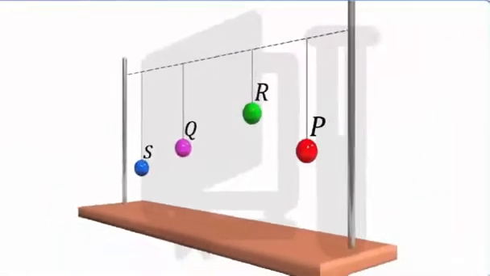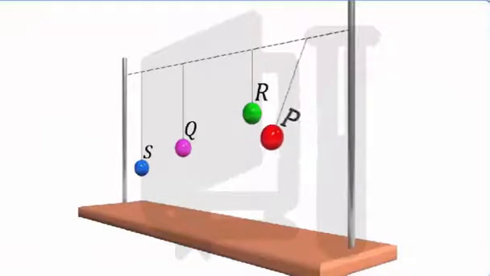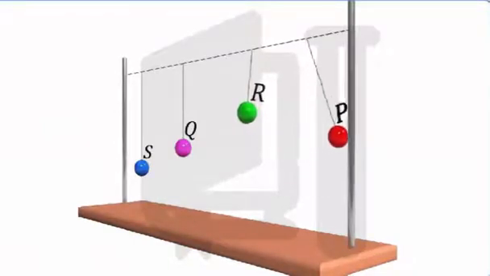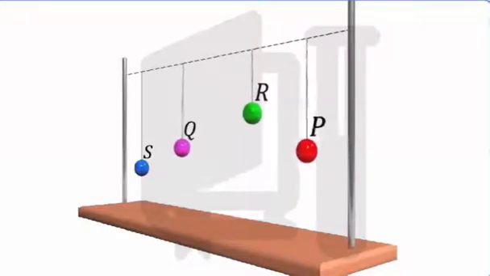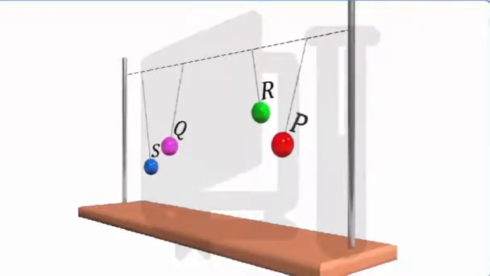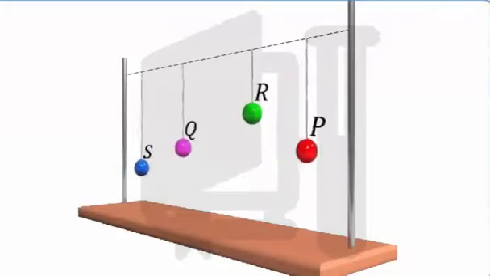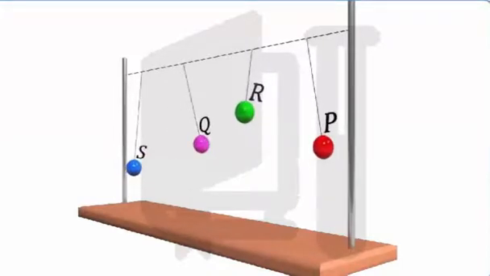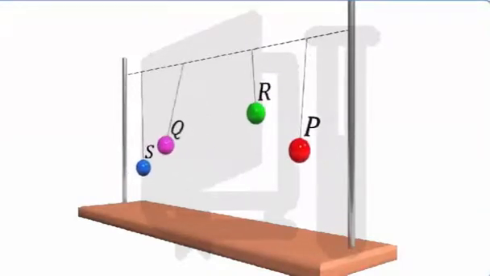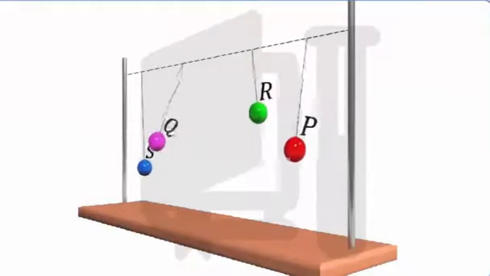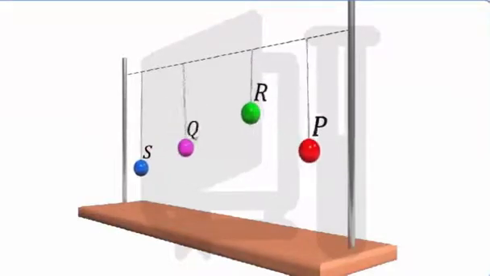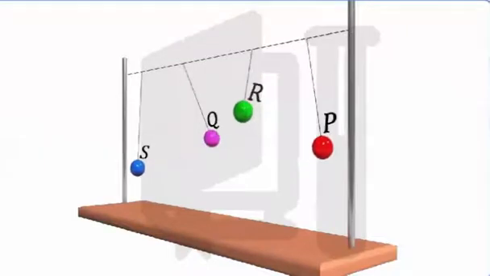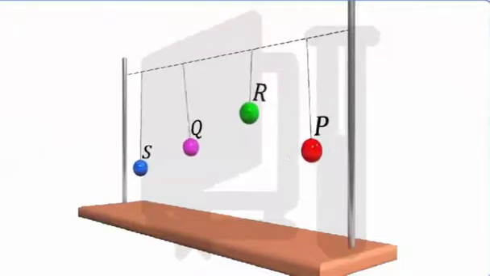When the pendulum P is made to oscillate, after a certain period of time, all the other 3 pendulums oscillate as well. Here, the oscillation is due to an external force, which is from the pendulum P. Out of the 3 pendulums Q, R and S, the length of pendulum Q is equal to that of pendulum P.